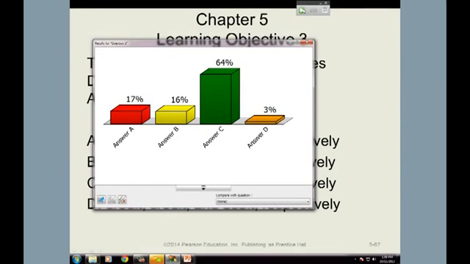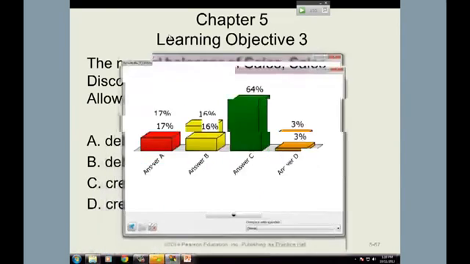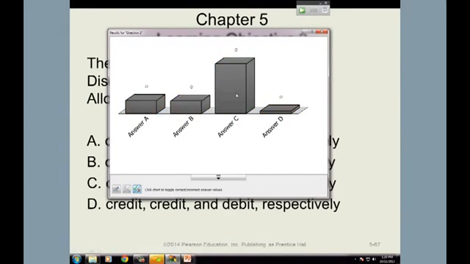All right, well, this one's kind of split again, so let's go over here and look at the answer first. Sales has a normal balance of a credit. So anybody that put A and B, please go back and review the normal balances. Then sales returns and allowances and sales discounts are both debits. They're contra revenue accounts. So the correct answer here is going to be C.